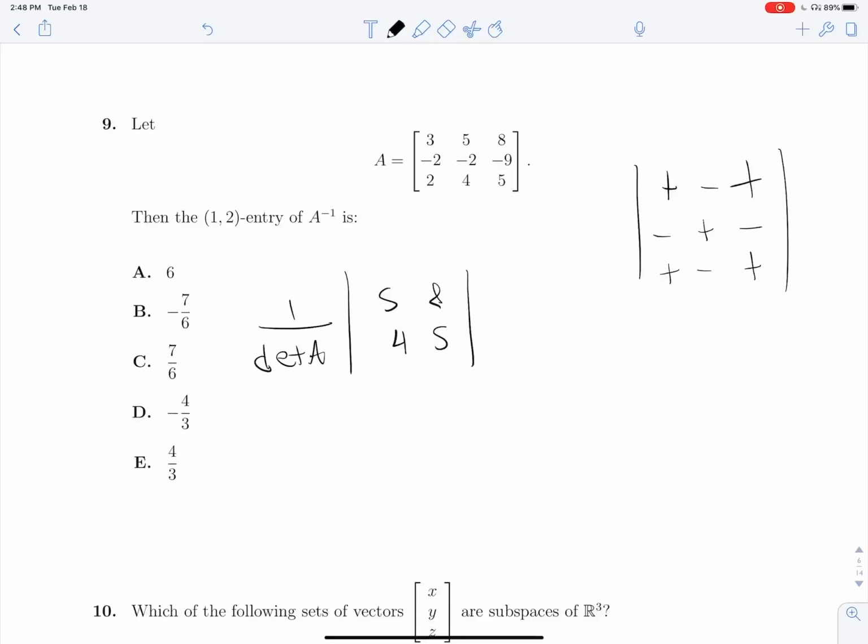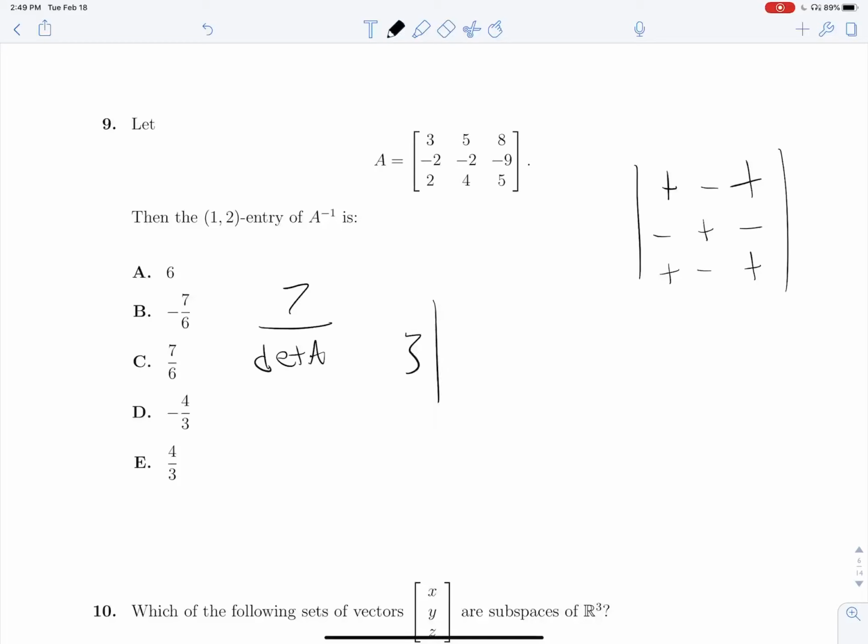So the determinant of this is going to be 25 minus 32. 25 minus 32 is -7. But since we have a sign of -1, all of this is just going to turn into 7. And so we're left with 7 over the determinant of A. The determinant of A is going to be 3 times this submatrix minus 5 times this submatrix plus 8 times that submatrix. So let's do that.